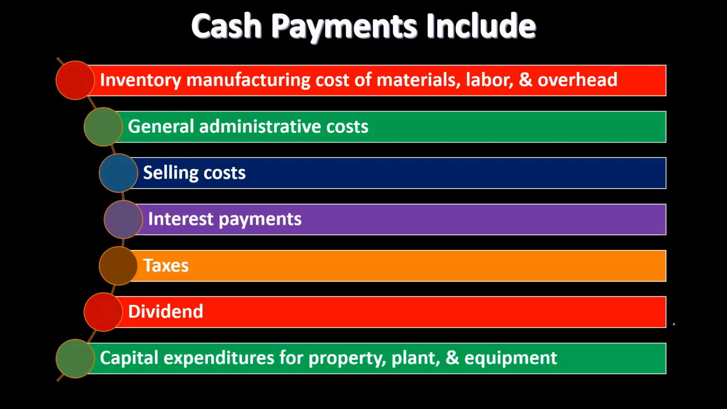Then we have the capital expenditures for property, plant, and equipment. So these are things if we're going to buy a new piece of equipment or a new building or something like that, we might finance part of it, we might take out a loan, or we might pay cash for it. This is something that also will not be on the income statement.